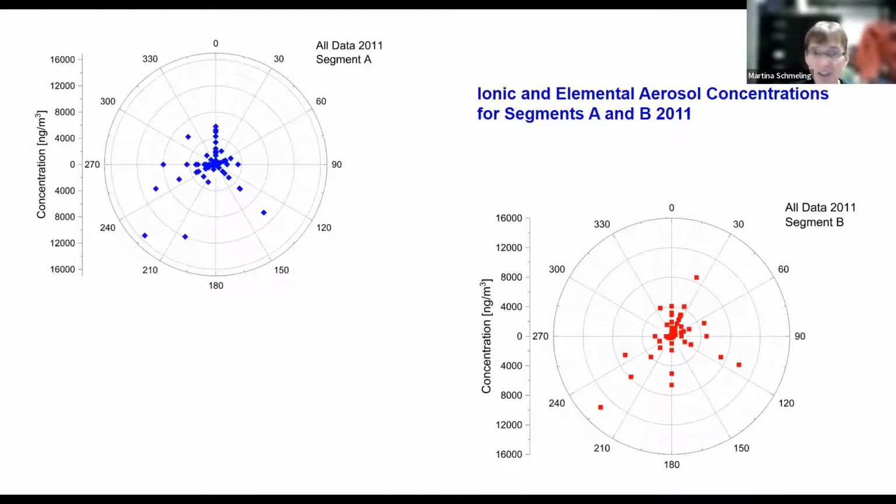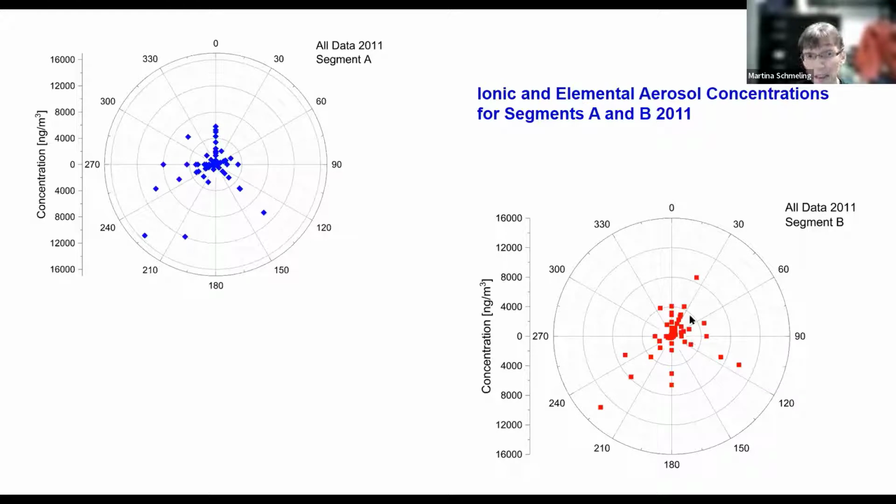There's a big scatter, and it accounts for, you saw that only 20% of the days were lake breeze days. Moreover, it was much harder to discriminate because we had a lot of northerly winds, which is reflected here, a lot of dots towards the north and northeast. Concentrations are much smaller, they're much more scattered, and much more all over the place than what we had in 2003 for segment A.